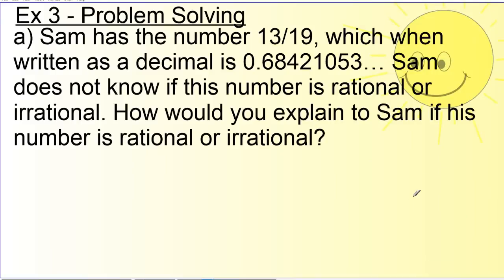Alright, so we got a couple little problem solvings. I think one multiple choice problem, and we're done. Sam has the number 13/19, which when written as a decimal is that.